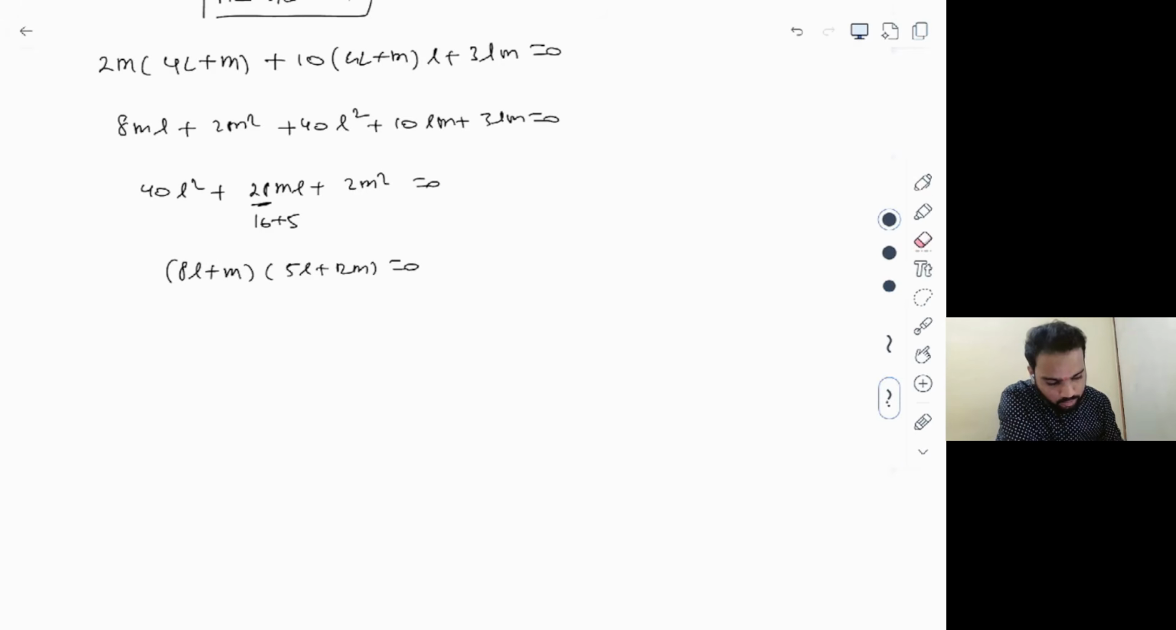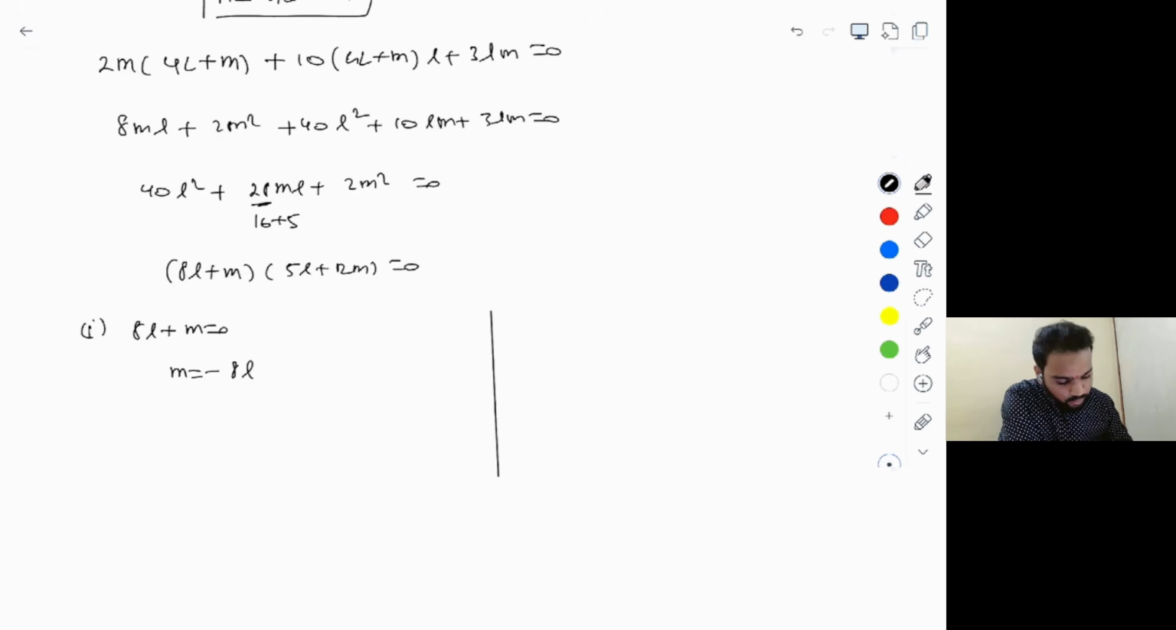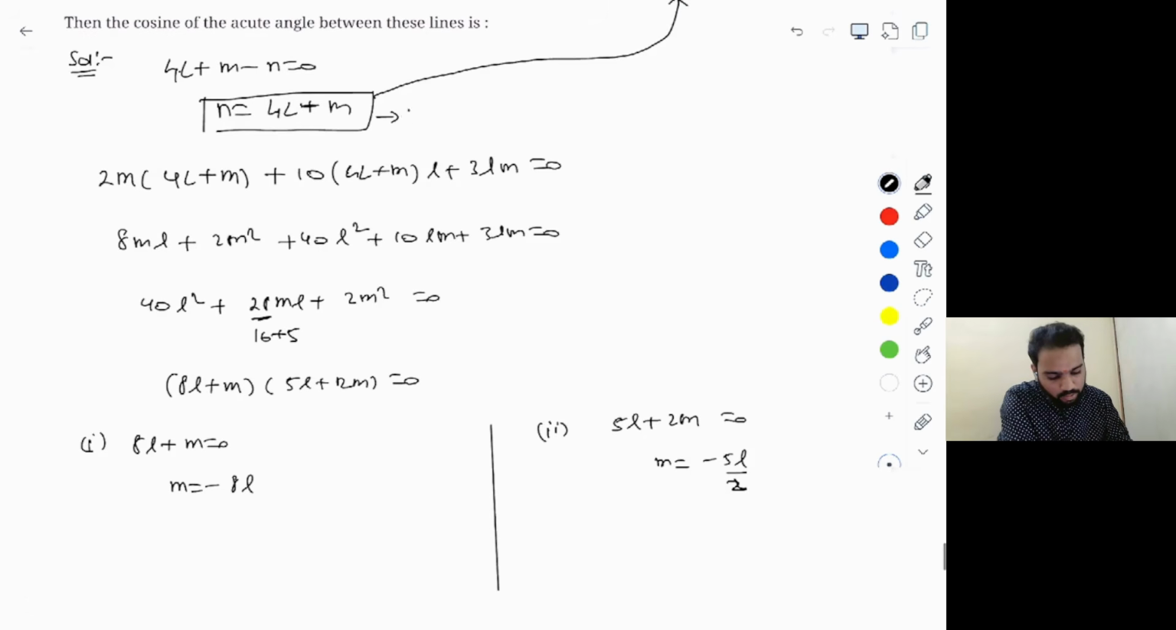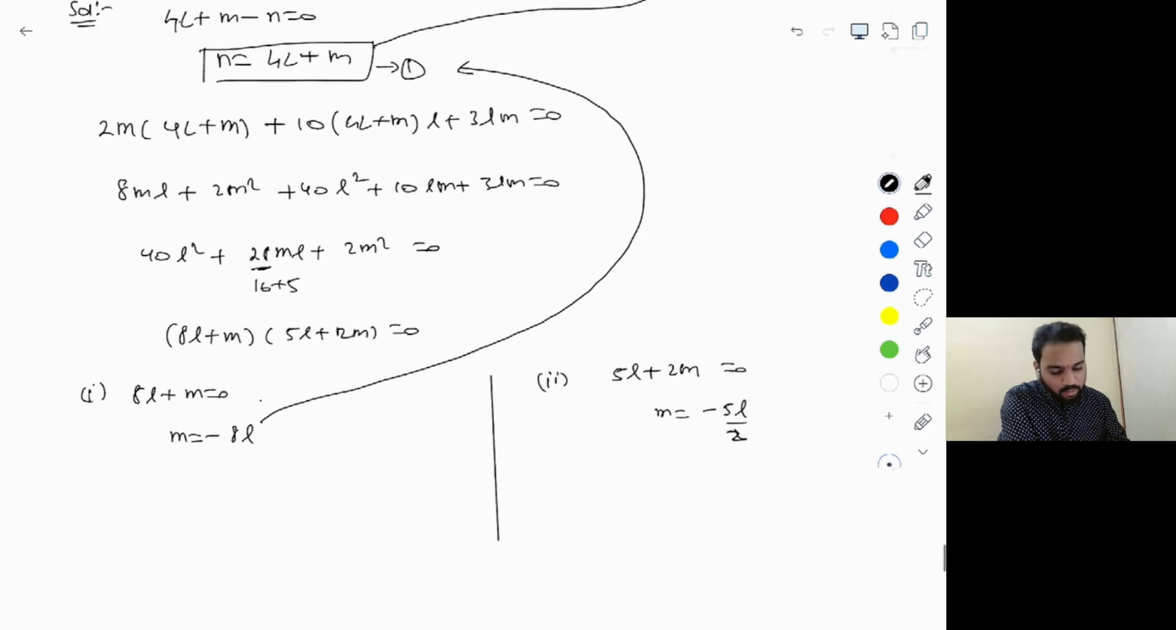So let's take case 1 here. Case 1 is 8l plus m is equal to 0, which implies m is equal to minus 8l. And in a similar way, let's solve the second case also simultaneously. We get 5l plus 2m is equal to 0, or else I can say m is equal to minus 5l divided by 2. And then once we write this m value, you can take this m value and substitute it back in equation number 1 to get the relation between the other two values.